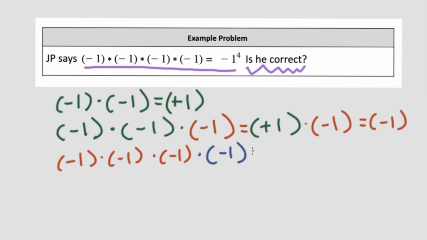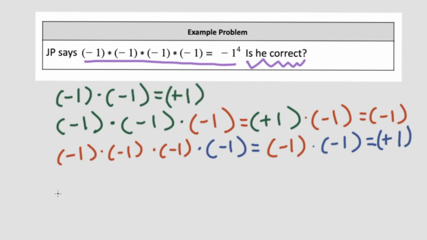So we have all 4 minus 1s already. When we put them together, we get minus 1 times minus 1 because we've already done the first 3. We know it's minus 1. The last one is a minus 1 as well. And when we do minus times minus, that's negative times negative, which becomes positive. So this whole thing is positive 1.